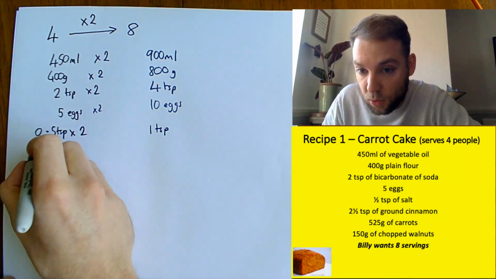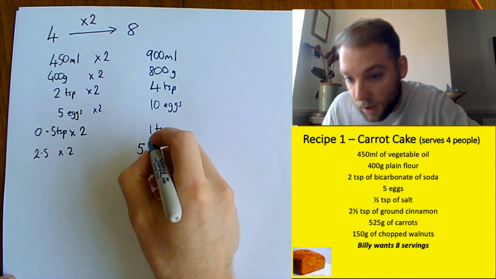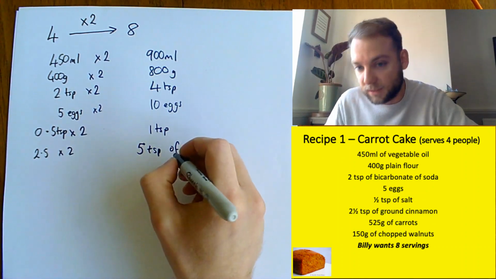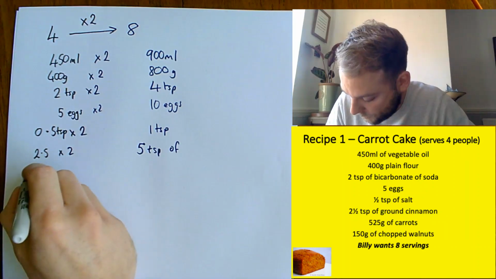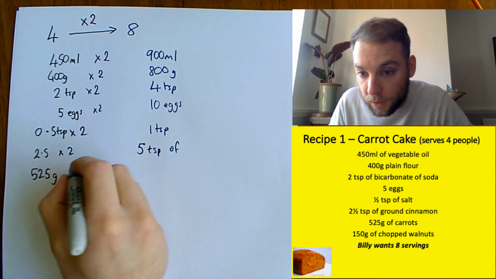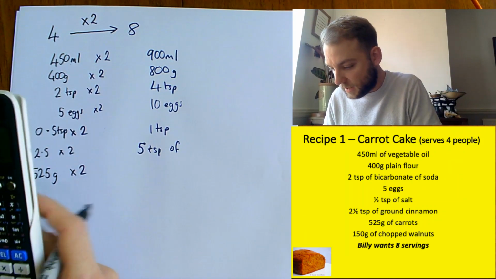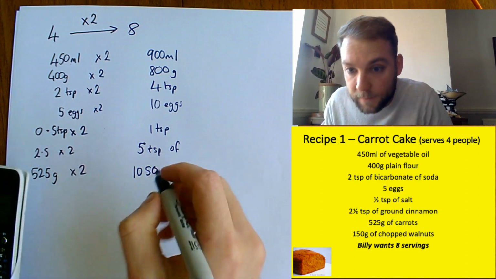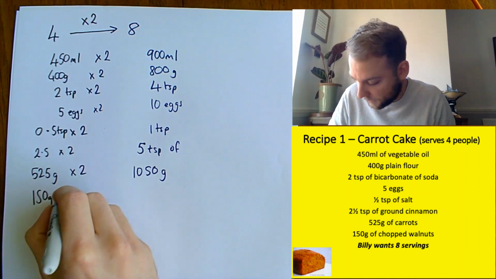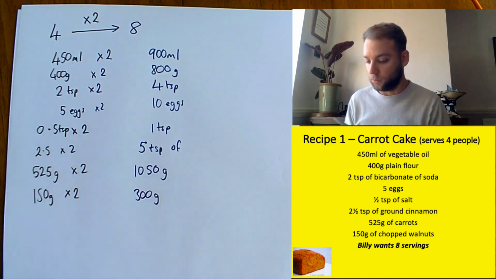Next one here is 2.5. I'm going to write this as 2.5 times by 2, which is equal to 5 teaspoons or tablespoons, I need to figure out what that is, of ground cinnamon. 525 grams of carrots times by 2. So 525 times by 2 in this case is equal to 1,050 grams of carrots. And the last thing is the walnuts, so 150 times by 2, which is equal to 300 grams of the chopped walnuts. And that's that question done.